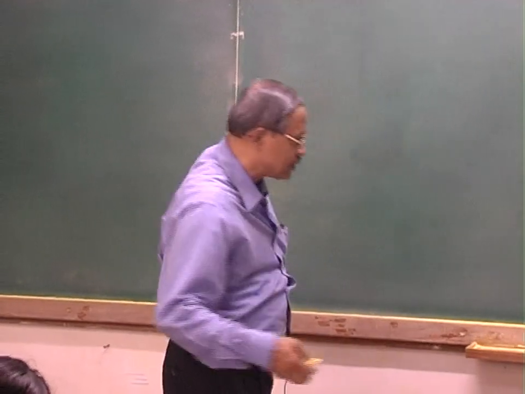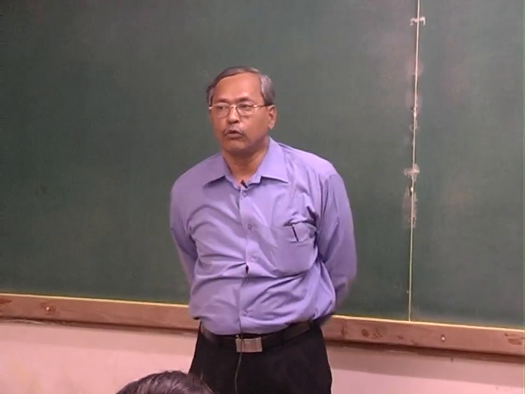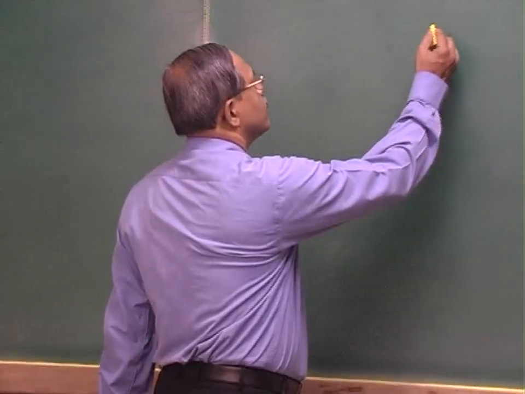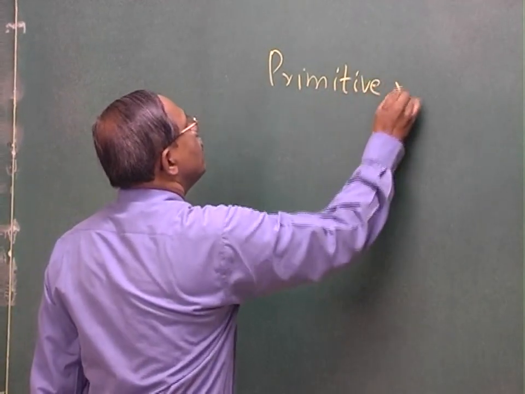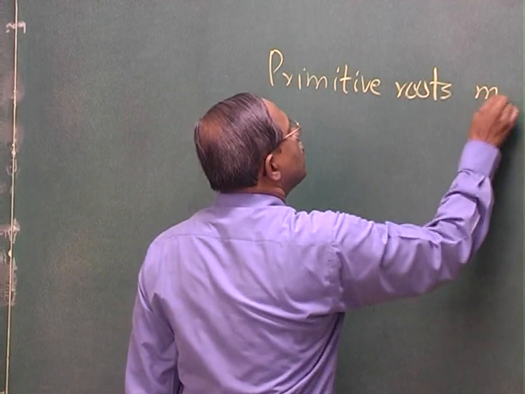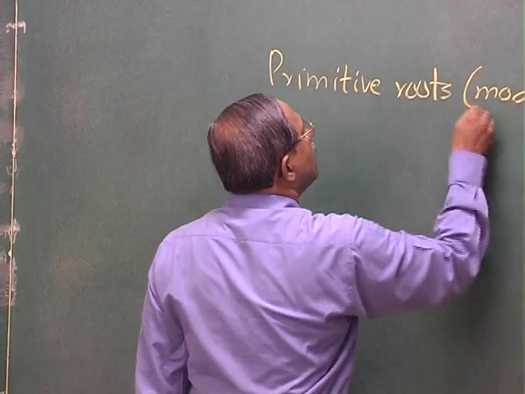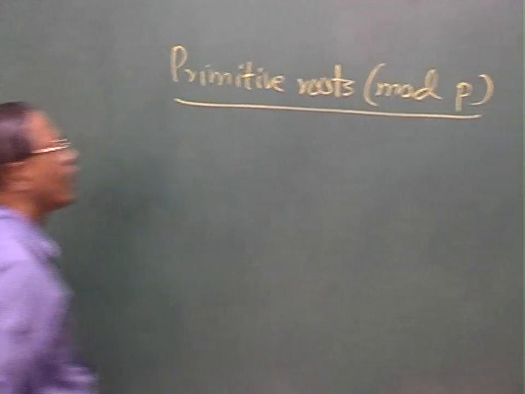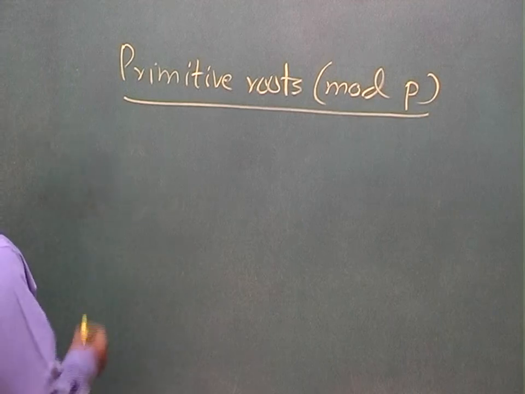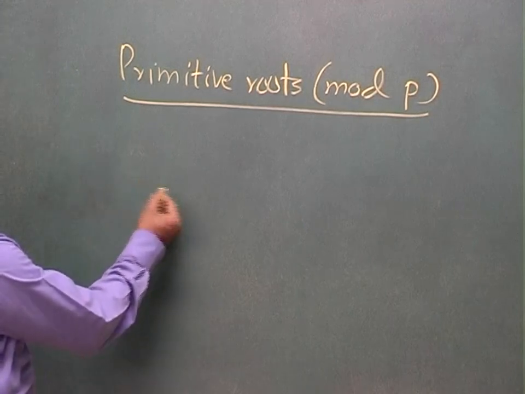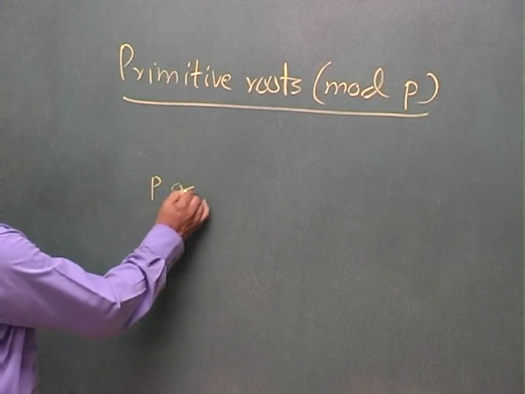So today we shall discuss primitive roots mod p. P is a prime number, and for any prime p the primitive roots always exist. We can assume that p is an odd prime.